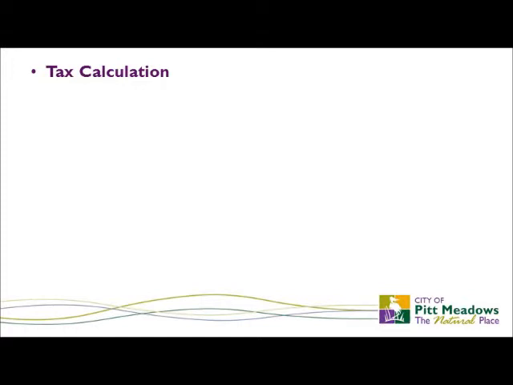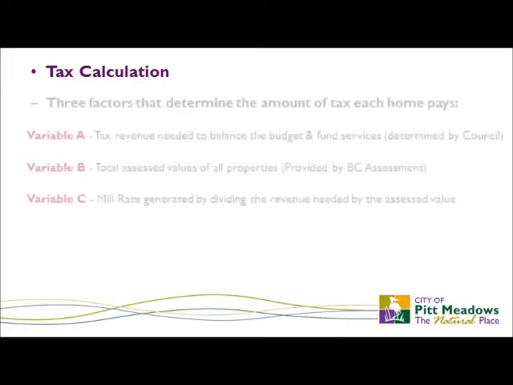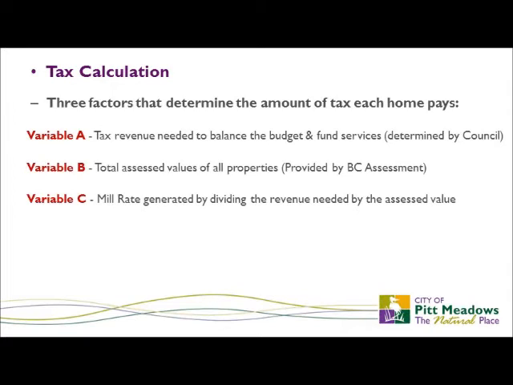The best way to describe the tax calculation process is to demonstrate it by way of a formula. So with this in mind, there are three factors needed before the tax allocation per household can be calculated. The first factor is variable A, the tax revenue needed to balance the budget to zero in order to fund the services set by council.